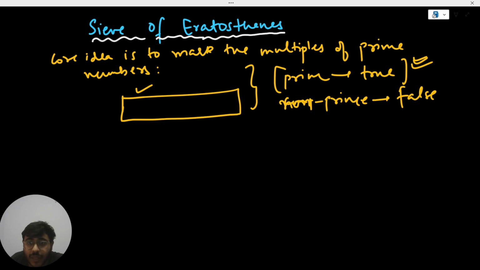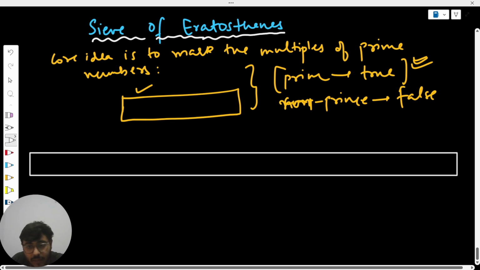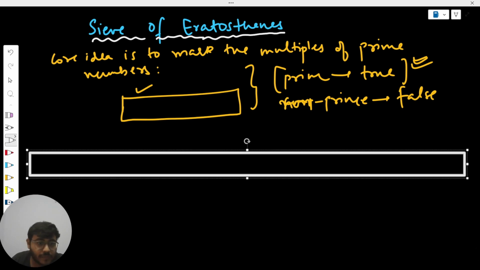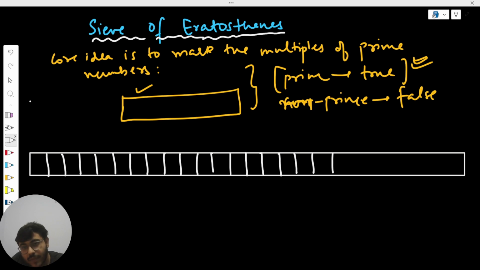Let's create an array. I hope this is visible to everyone. Let's create the array for 25 numbers. So, if my counting is correct, 0 and 1, then 2, 3, 4, 5, 6, 7, 8, 9, 10, 11, 12, 13, 14, 15, 16, 17, 18, 19, 20, 21, 22, 23, 24, and 25. Let's number them up.